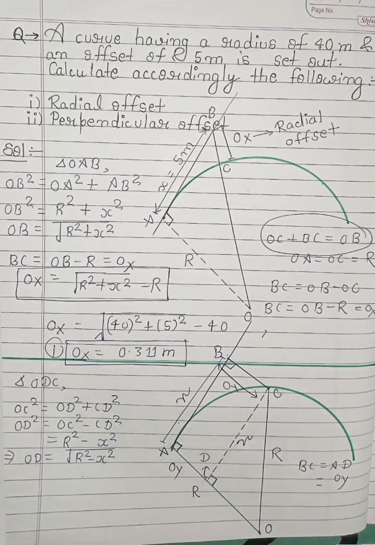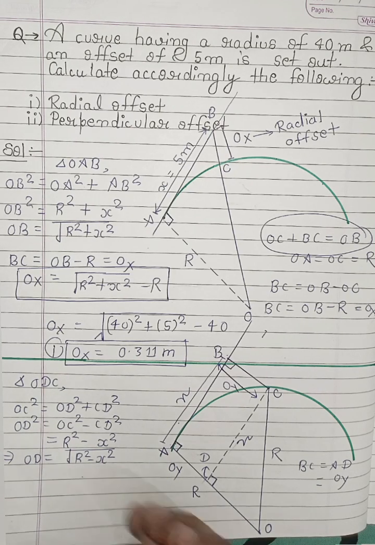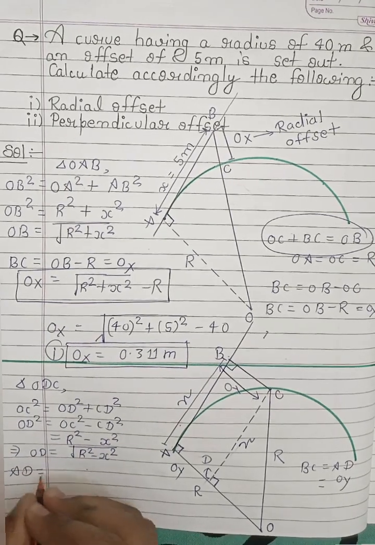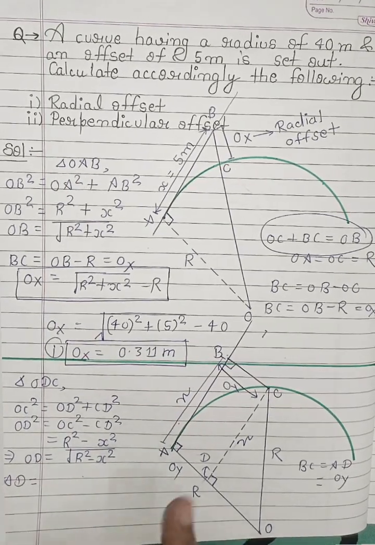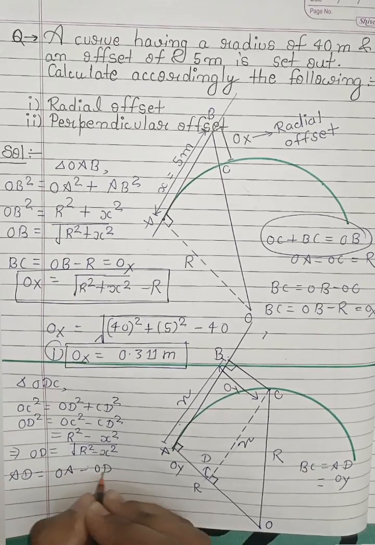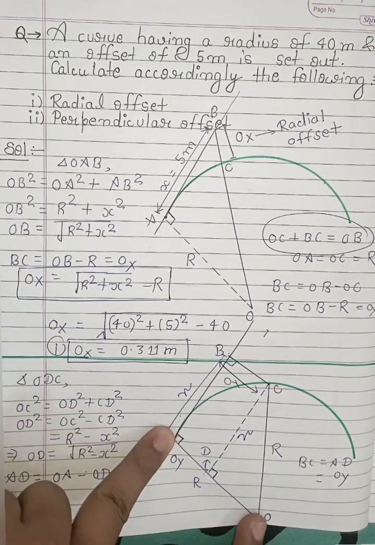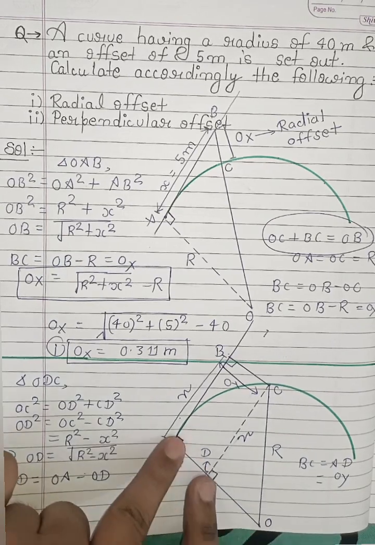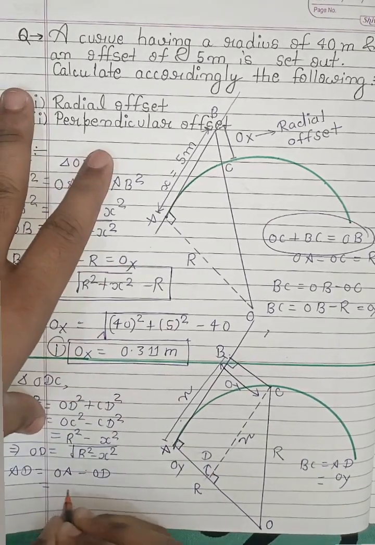Now what we have to calculate finally? We have to calculate this particular value of AD. So AD is equal to क्या है? AD is basically equals to, can we write AD equals to OA minus OD? OA minus OD, बिकॉज ये पूरा OA है. अगर इस OA में से हम OD को घटा दें तो हमें क्या मिलेगा, AD. तो वही मैंने लिखा.